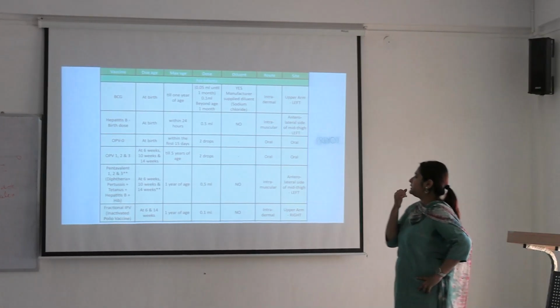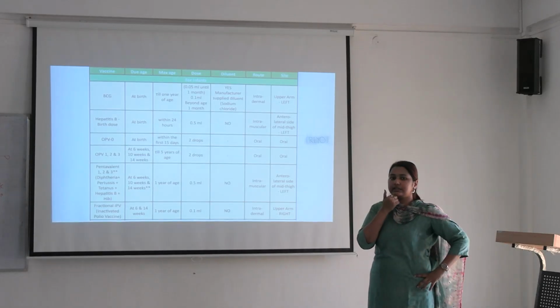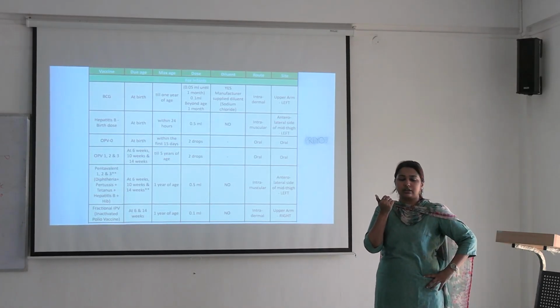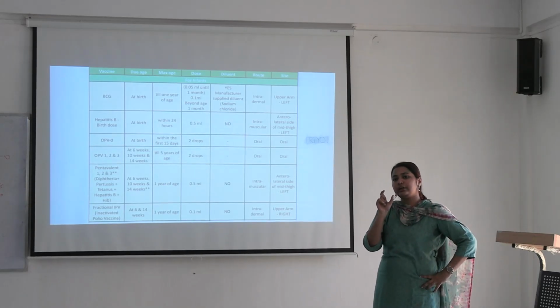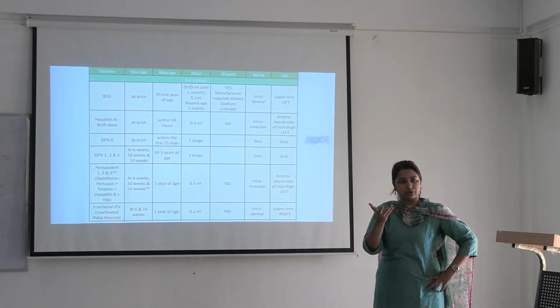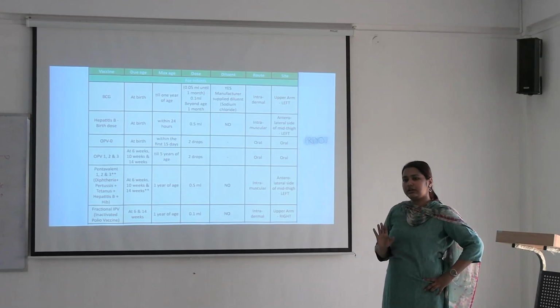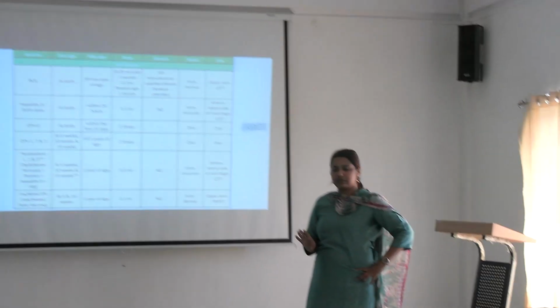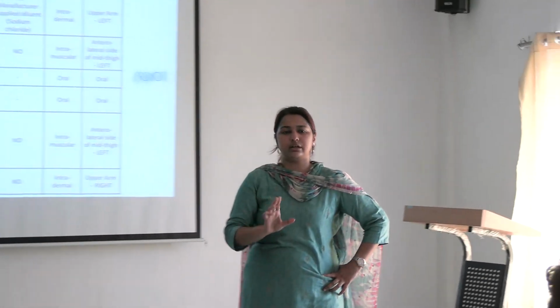Just after birth, there is BCG, hepatitis B, and OPV 0 dose. Okay, you have to tell like this. The name is BCG, hepatitis B, OPV 0 dose. This is the whole name of the vaccines that are given at birth.